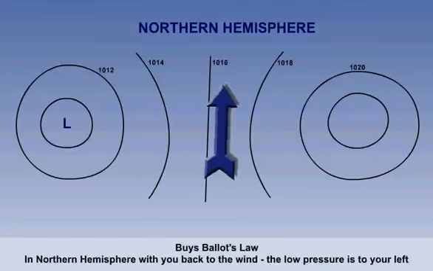You will see that a low pressure must be to the west of the diagram, so pressure is decreasing in that direction. Therefore, using Buys Ballot's law, the wind must be blowing from the south to the north. That is, a southerly wind.